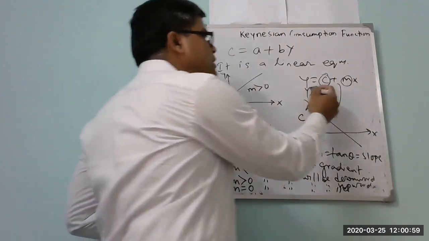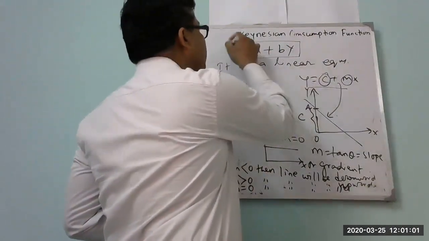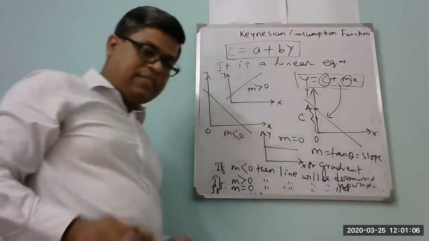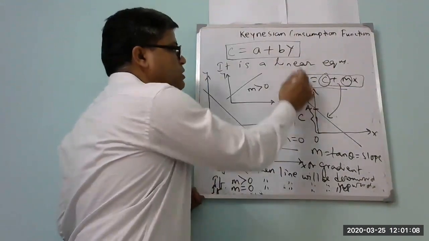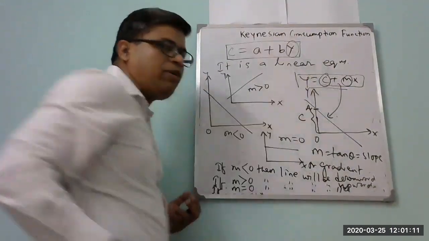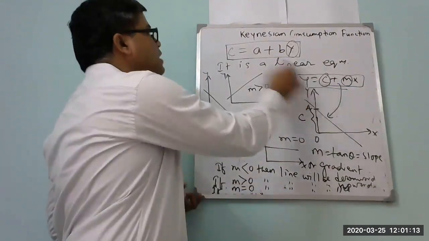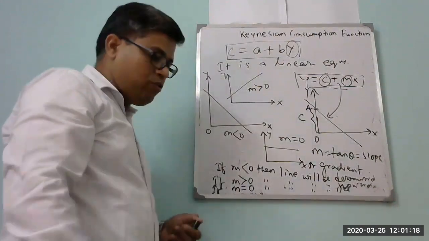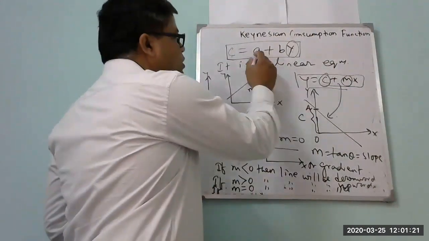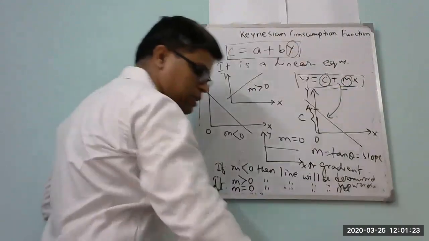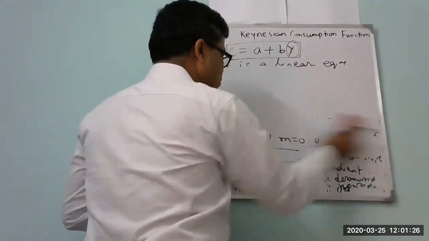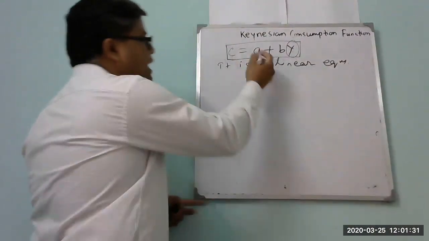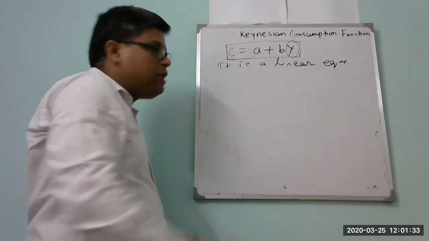Now, if we compare this equation, our Keynesian consumption function equation, with the general equation of a straight line, remember this y and this y are not the same. Here y is our national income, and this c and this c are not the same. Here the c is the aggregate consumption. So what is our intercept in this Keynesian consumption equation? A is called the intercept of the consumption equation.